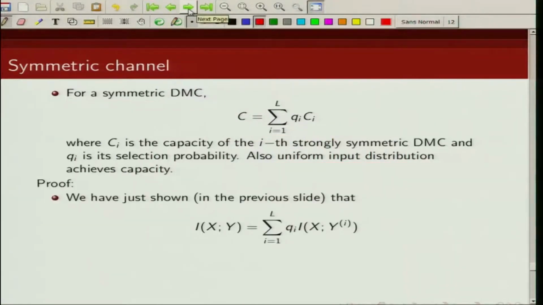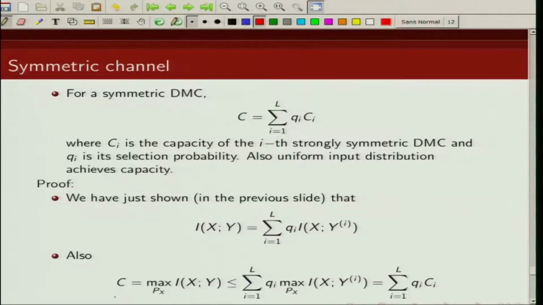The proof is very straightforward. Once we have established that the mutual information between x and y can be written as the summation of the mutual information of these individual discrete memoryless channels multiplied by their selection probability.